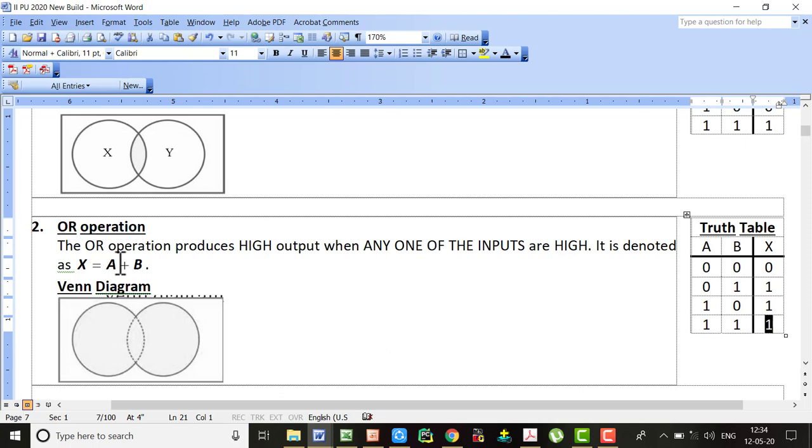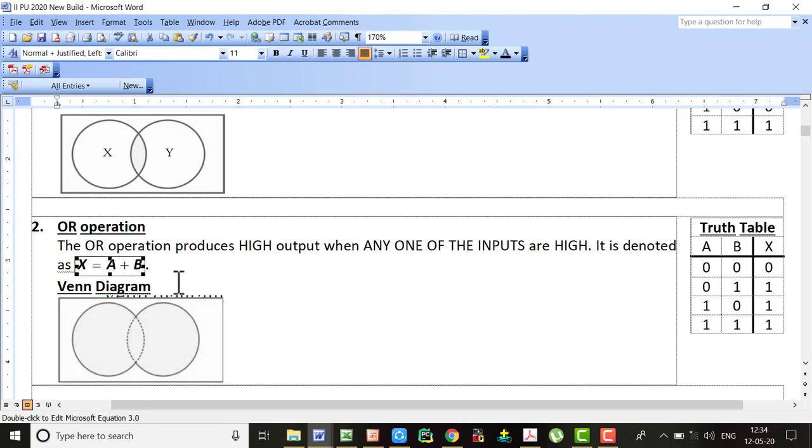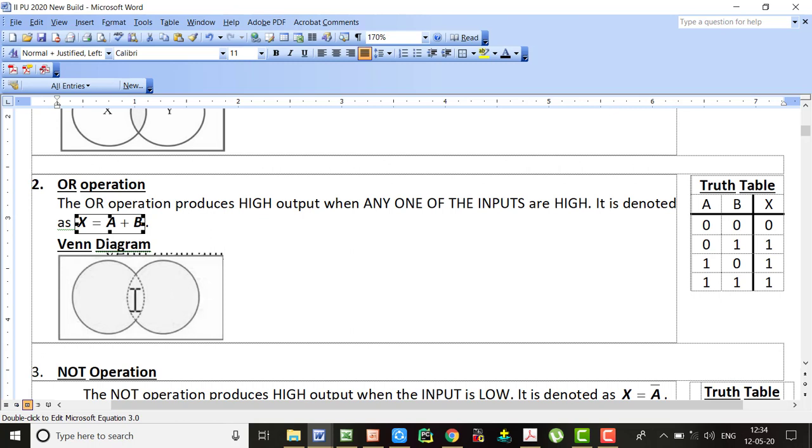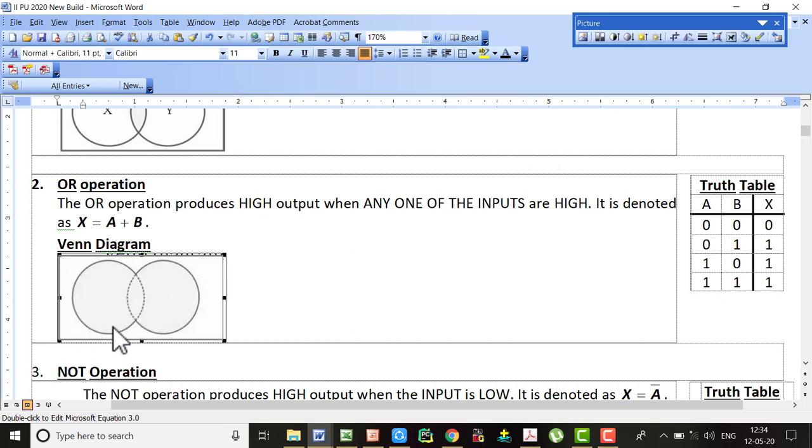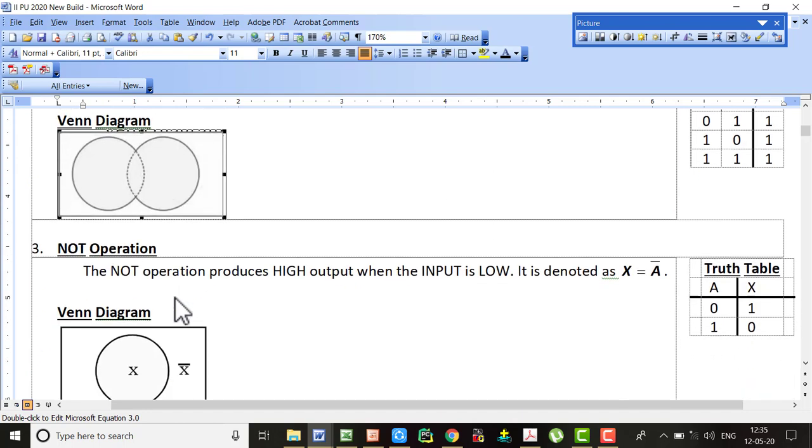You can see that the OR operation produces high output when any one of the inputs are high, or even you can say when all of the inputs are high. Okay, I repeat, the OR operation produces high output when any one of the inputs are high, or even all inputs are high, and it is denoted by the operation x is equal to a plus b, and corresponding Venn diagram is given over here. You can see either this one or that one or both produces high output is the corresponding Venn diagram for the OR operation. The next operation is going to be the NOT operation.